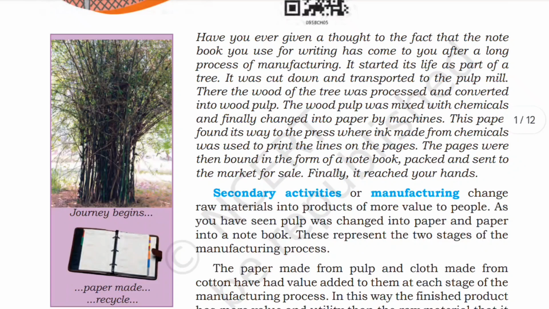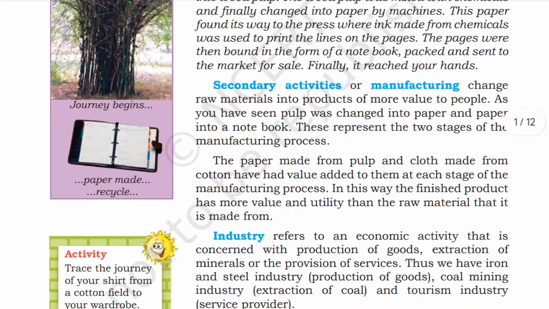This paper found its way to the press where ink made from chemicals was used to print the lines on the pages. The pages were then bound in the form of notebooks, packed and sent to the market for sale. Finally, it reached your hands. Secondary activity or manufacturing changed the raw material into a product of more value to people. As you have seen, pulp was changed into paper and paper into a notebook. This represents two stages of the manufacturing process.